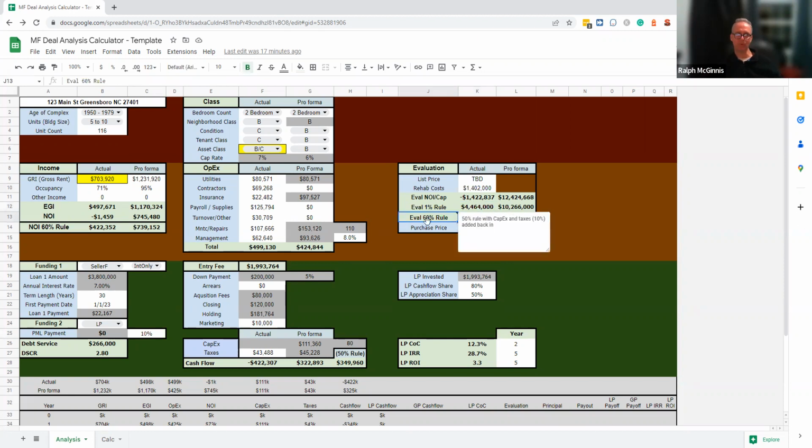Whereas the 60% rule, as we saw over here, takes your gross rental income times 0.6 to get your NOI, and then you divide it by your cap rate. So that's what this is here. Because it includes the NOI in the formula, whereas the 1% does not, it will make your evaluation better than the 1% rule. So this evaluation is 4.6. I would trust the 4.6 more than I would trust the 4.4. Any questions on that? I know that was a lot to go over.